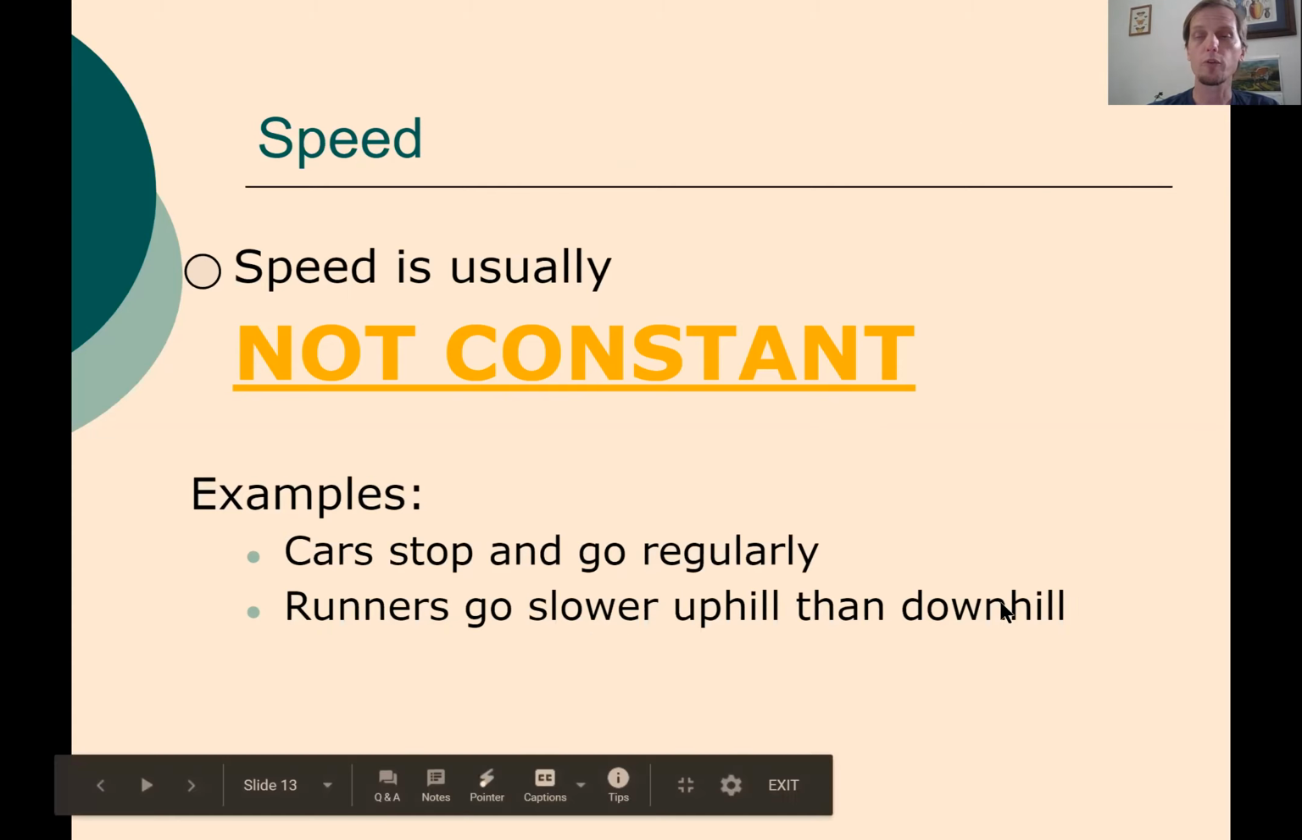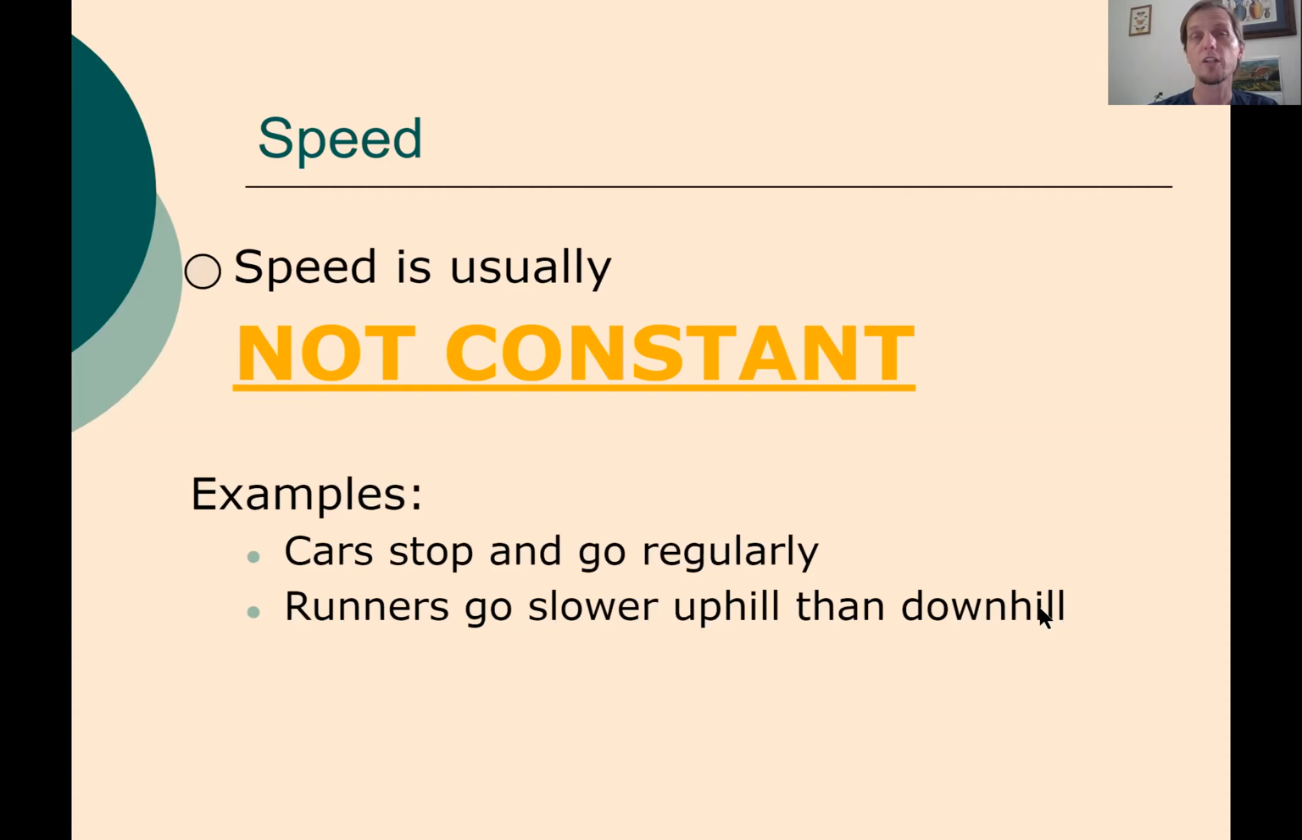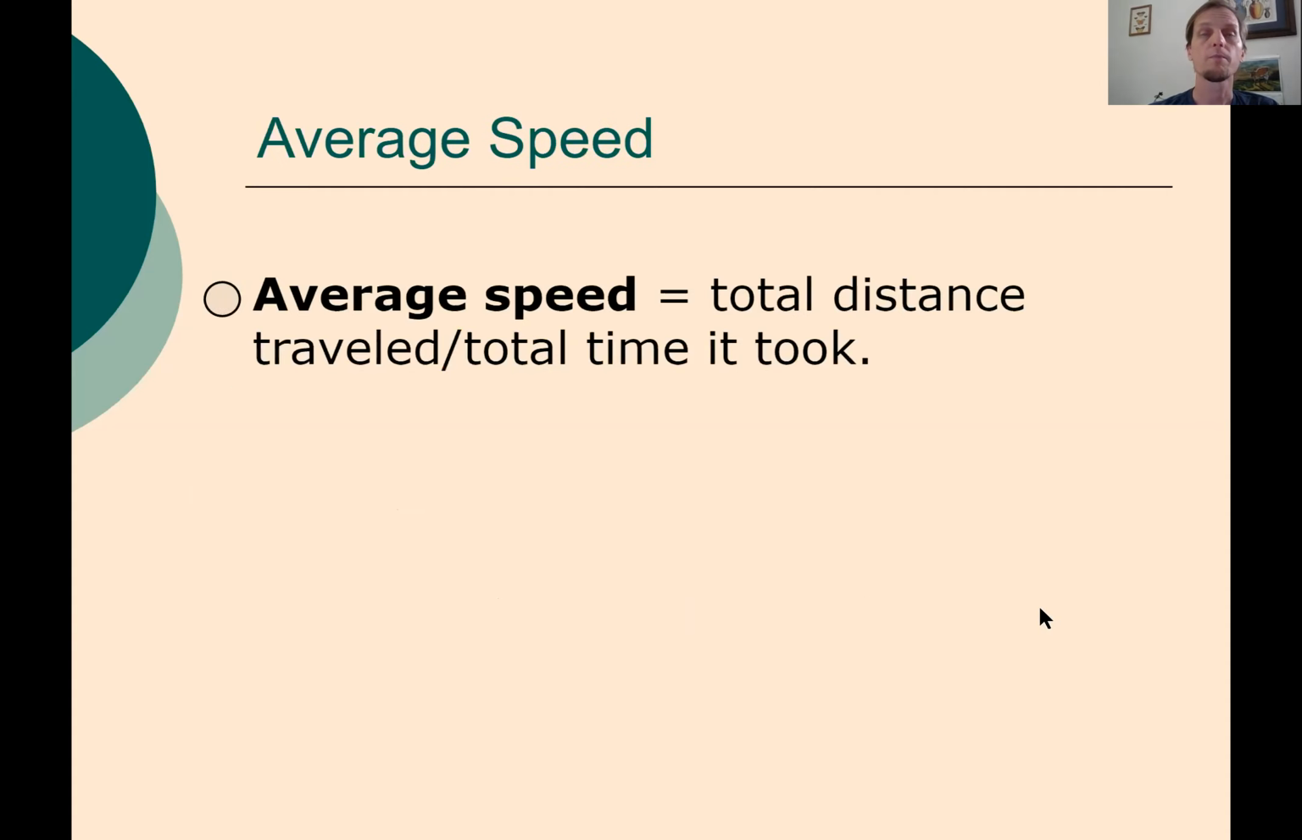Runners go slower uphill than downhill, but what we're usually interested in is the average speed. So that's the total distance traveled divided by the total time it took. Instant speed, or instantaneous speed, is a little harder to measure, and usually only the police do that with a little ray gun. Bing! Clocked you.